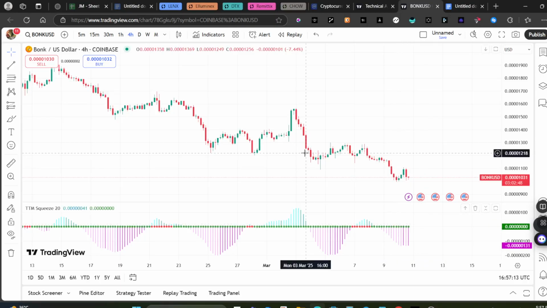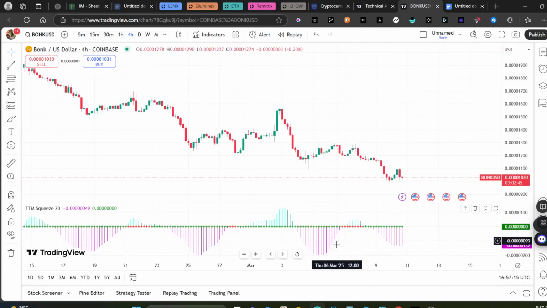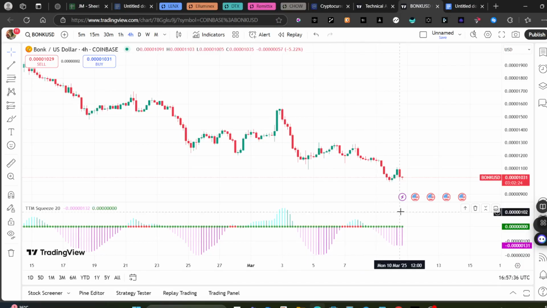Then we also have the momentum histogram. You can see the bars, they show the strength of momentum. The blue bars indicate increasing momentum, while the purple bars indicate weakening momentum. This makes the TTM Squeeze one of the best indicators for catching breakouts at the perfect moment.